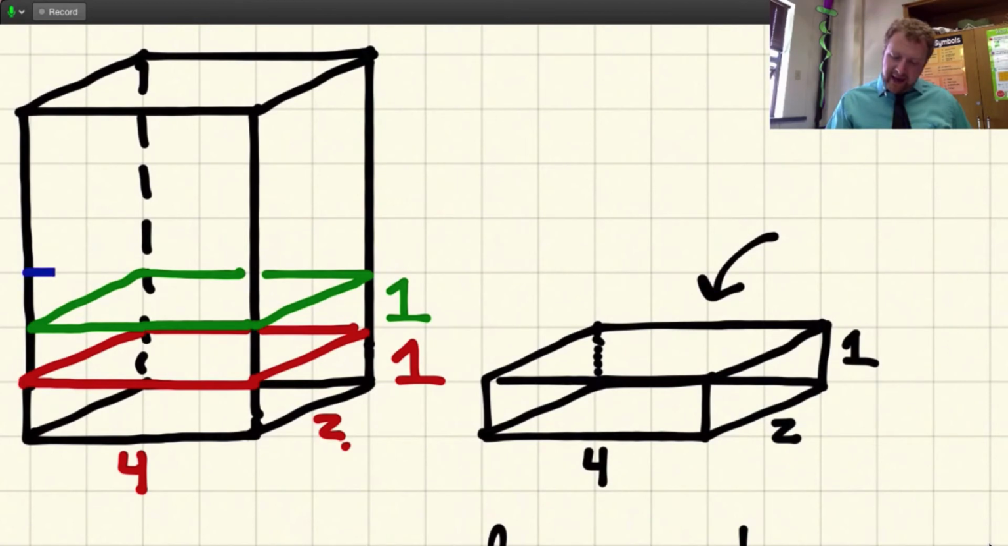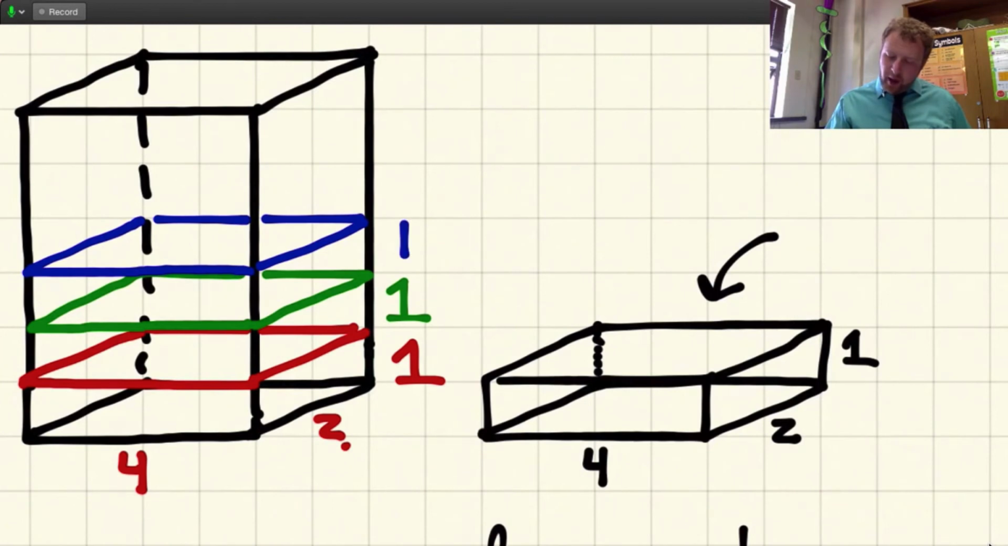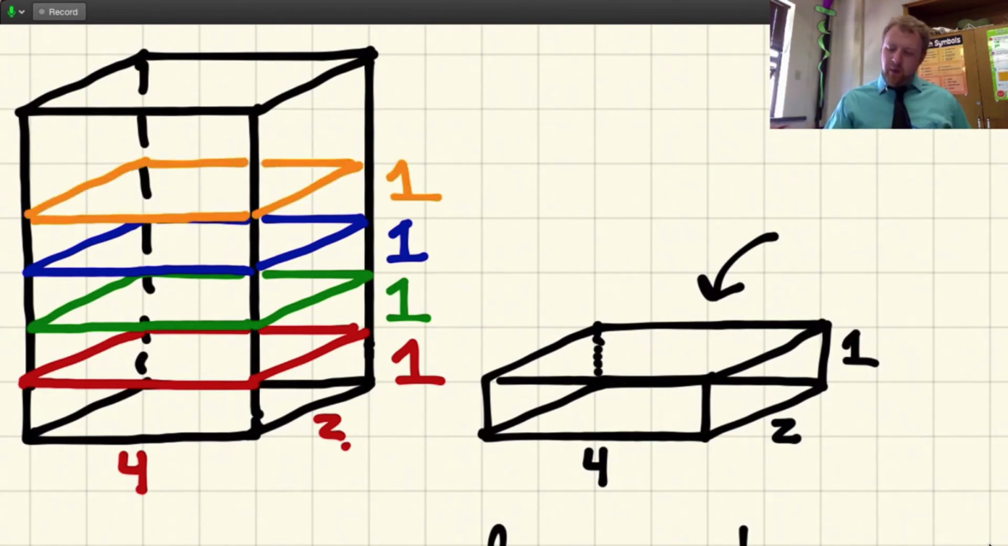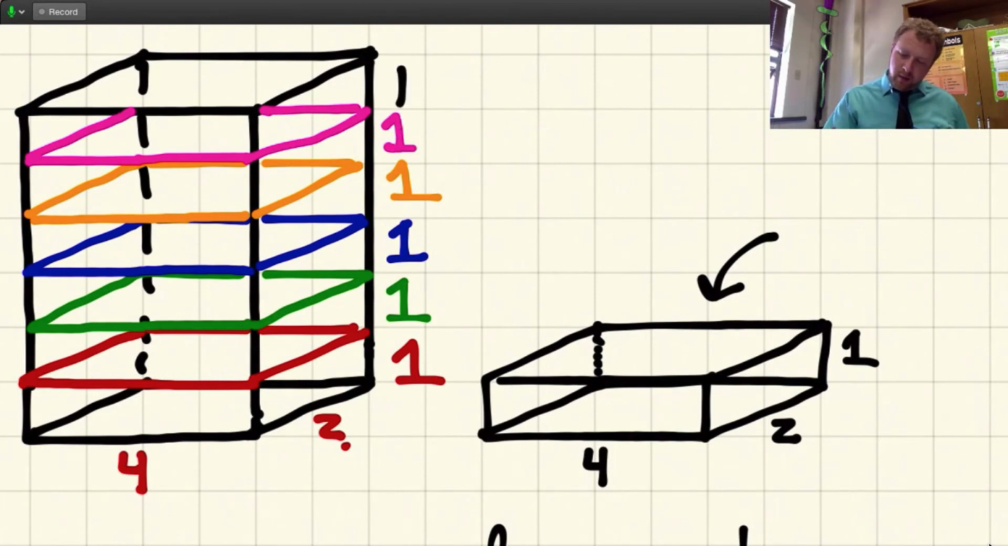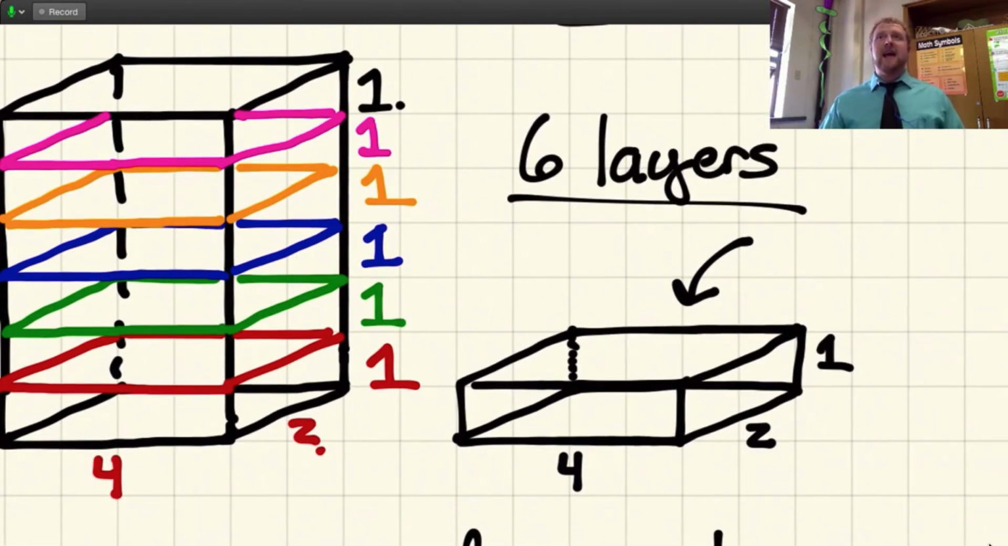What about if I added another layer here that's 1 high as well? What would its volume be? It would also be 8. Let's add another layer, and it's 1 high, and what would its volume be? 8. Last but not least, I'm adding one more. So there's 1 here, there's 1 there. All right, I know each layer has a volume of 8. How many layers do I have? I have 6 layers.